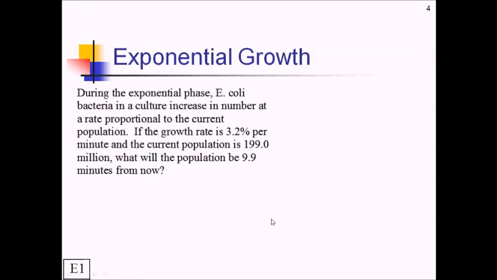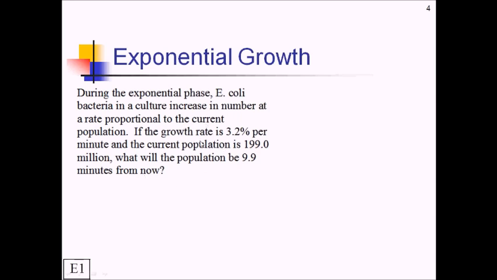So, based on what we just learned, let's try the following problem. During the exponential phase, E. coli bacteria in a culture increase in number at a rate proportional to the current population. If the growth rate is 3.2% and the current population is 199.0 million, what will the population be 9.9 minutes from now? Okay, a lot of reading here.